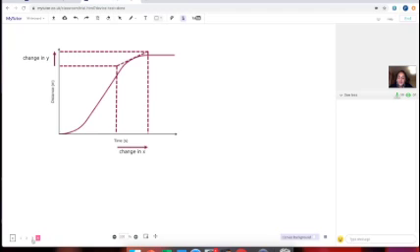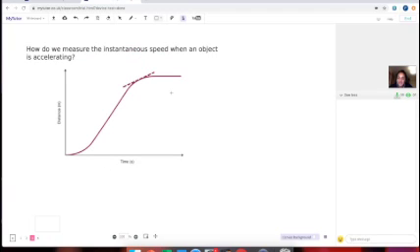So to find the gradient of an accelerating portion of the graph, whether it be actual acceleration or deceleration, we draw a tangent to the graph at the point where we are trying to measure the instantaneous speed, and then we measure the gradient of that tangent.